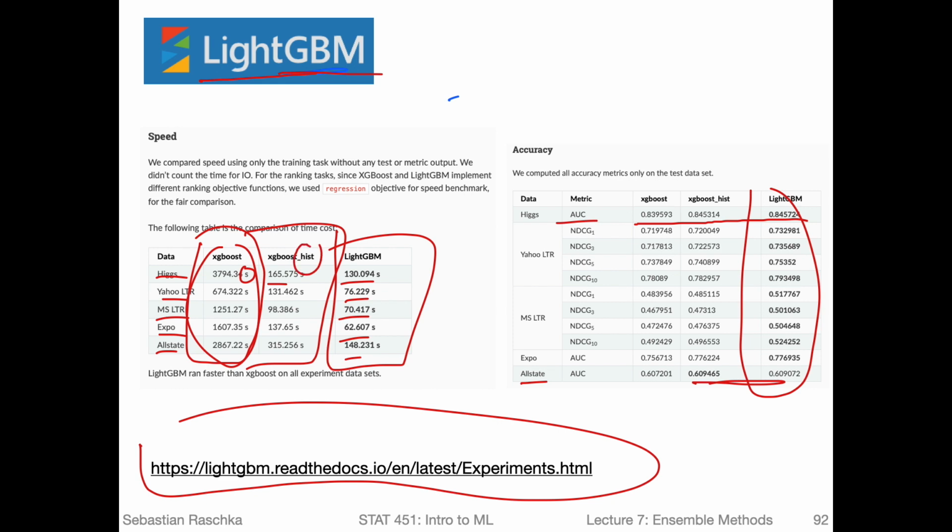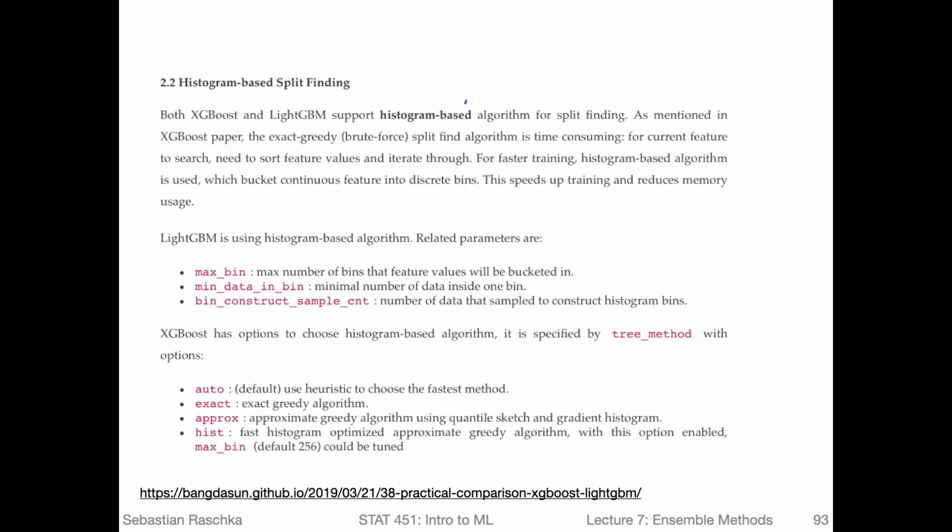So what is this improvement of XGBoost? By the way, LightGBM also uses this aspect. It's called histogram-based split finding. I found a nice website here that just briefly summarizes it. They say both XGBoost and LightGBM support histogram-based algorithms for split finding, which is essentially bucketing a continuous feature into discrete bins.